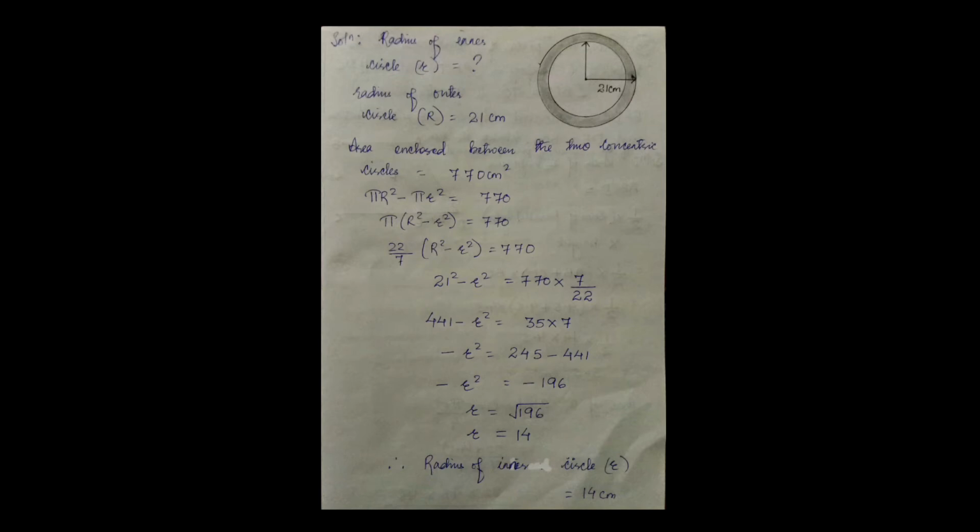The area enclosed between the two concentric circles is 770 centimeter square. So here this shaded region is the area enclosed by the two circles, and here we have to use the formula of a ring. This shaded region is area of the bigger circle, the outer circle, minus area of this inner circle. If you subtract the area of the inner circle from the outer circle, you will get this shaded region. For the outer circle, we will take radius capital R, and for the inner circle we will take radius small r. So the formula is pi capital R square minus pi small r square. Here we use the area of a ring.